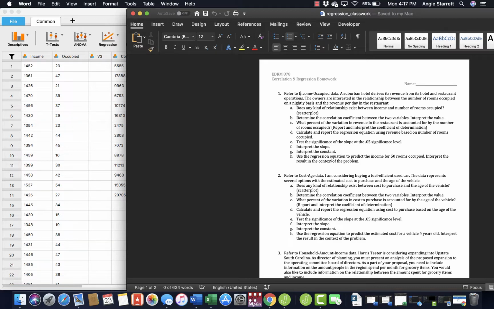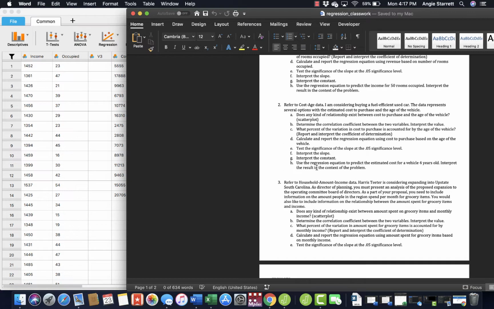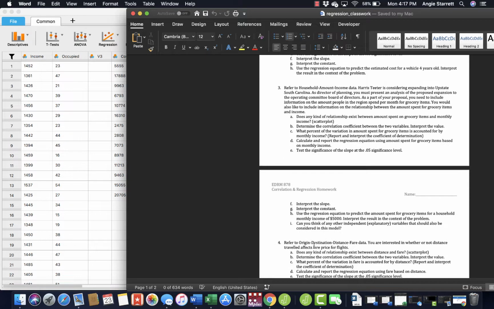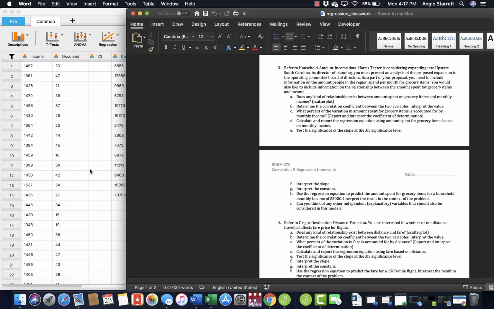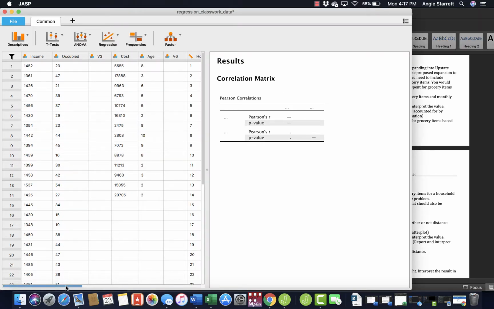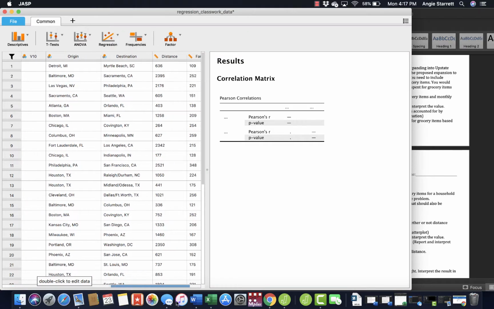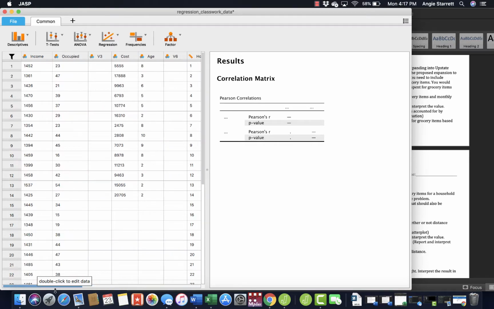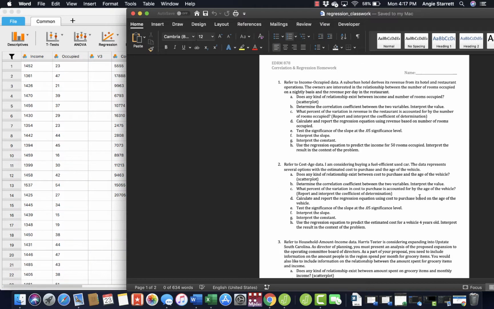Okay, let's do some correlation and regression classwork. So you can see we're going to have a problem here on income and occupied, cost and age, household amount and income, and then origin, destination, distance, and we have all of those variables here in our data file. All right, so let's start with the first question.